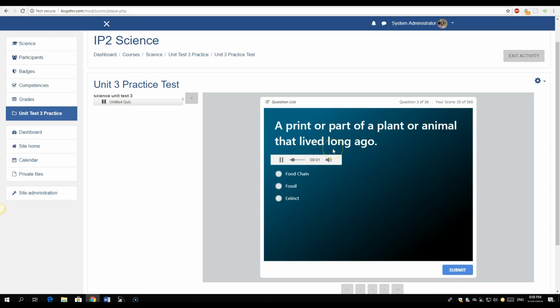A print or part of a plant or animal that lived long ago. Alright, we just talked about this in class. This is a fossil. Often a fossil is not made of bones, it's made of rock.